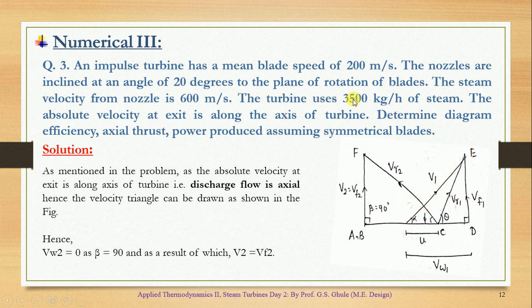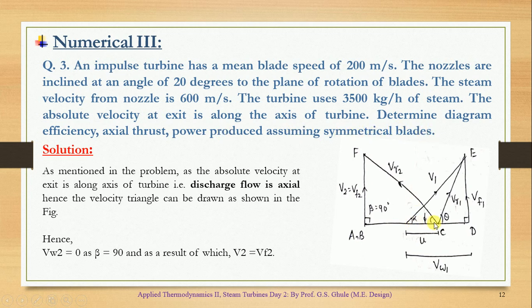The turbine uses 3500 kg per hour of steam, so this is my mass flow rate. The absolute velocity at exit is along the axis of the turbine. So this is a very important statement. Okay, now what does it stand for? Our discharge is axial. Now what do we need to calculate? We need to calculate diagram efficiency, axial thrust, and power produced, assuming symmetrical blades.